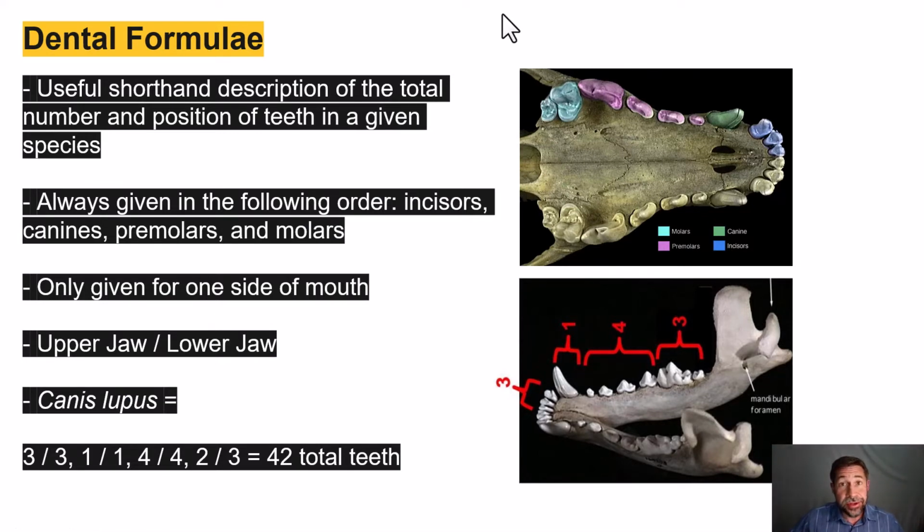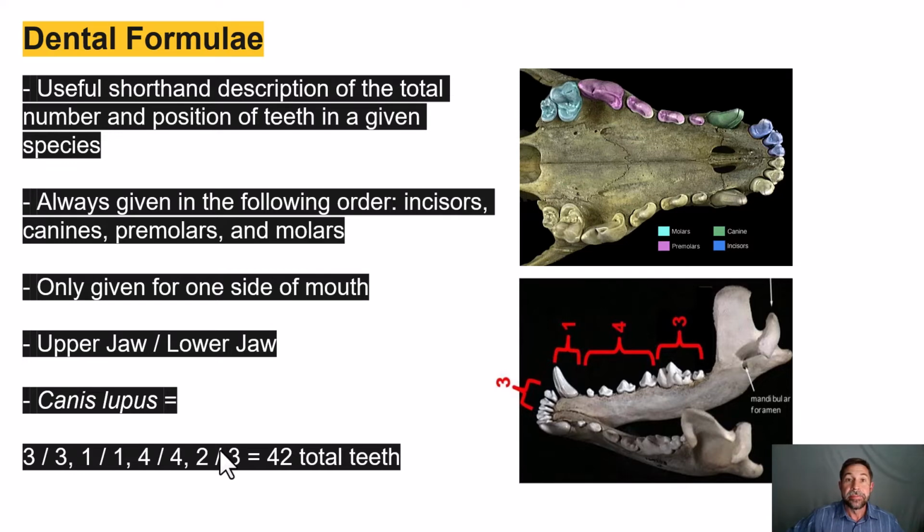A dental formula is just a shorthand description of the total number and position of the teeth. Some important points to start. Number one, dental formulae are always given in this order: incisors first, then canines, then premolars, and finally molars. They're always given from front to back, from anterior to posterior.